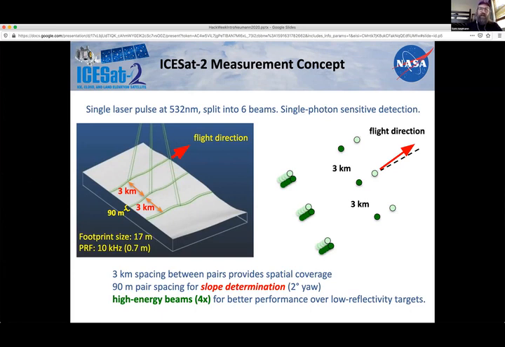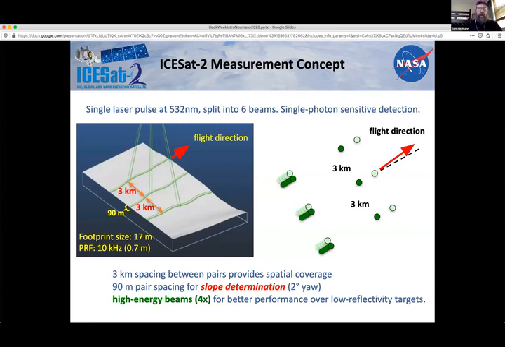Over on the left-hand side of the figure are some specs on how those ground tracks are laid down on the surface of the Earth. The beams are arranged in pairs, one strong beam paired with one weak beam, and those beams are approximately 90 meters apart. The pairs of beams are spaced much wider in the across track direction, right around 3 kilometers.